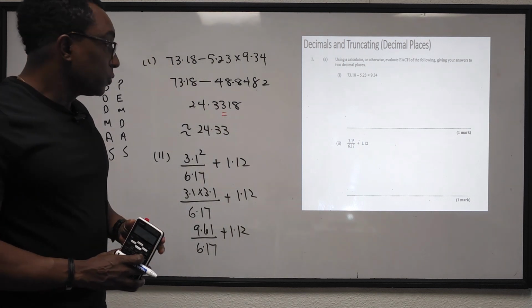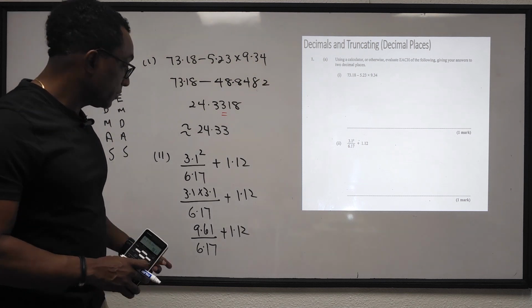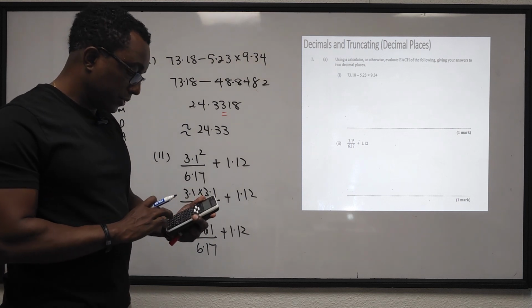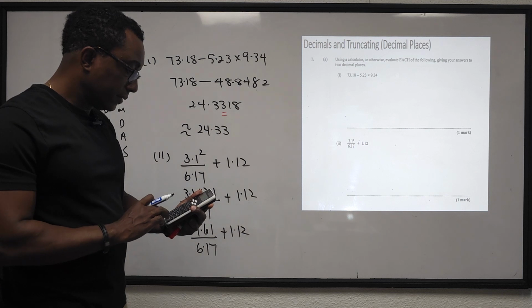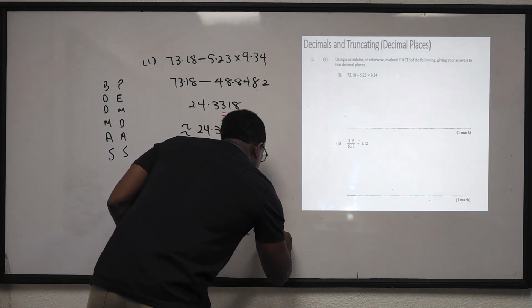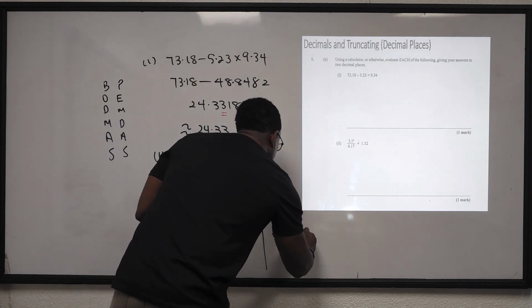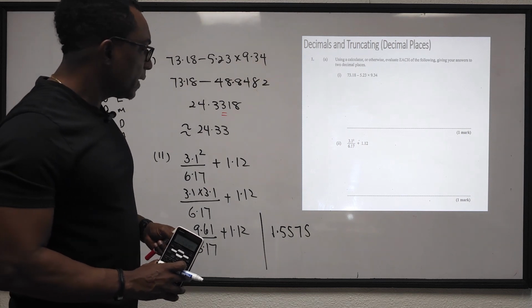So again, what we're going to do, we know that division comes before addition. So let's divide. This vernacular here means division. So this is 9.61 divided by 6.17, which will give us 1.5575. And they want us to approximate our answer to two decimal places.